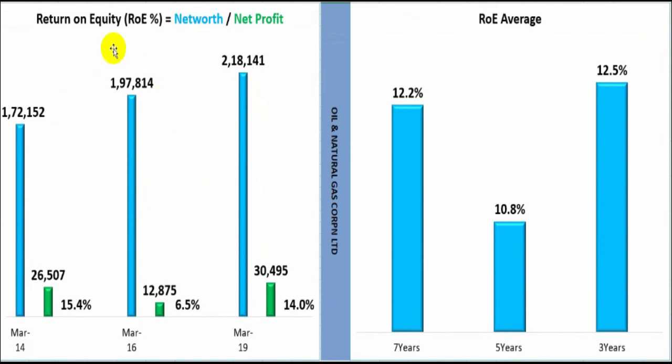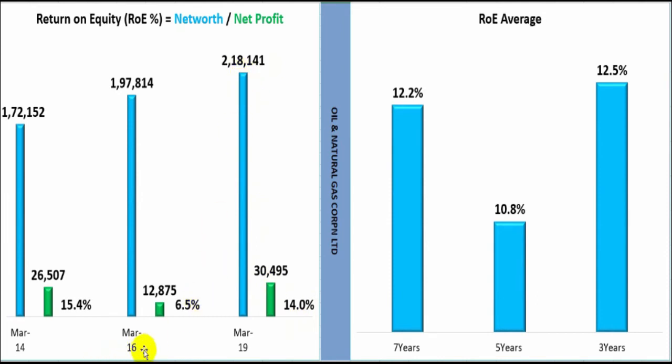Let us look at the return on equity. This is the profitability ratio, net profit divided by net worth, that is how much profit the company earned on the shareholders' money. In March 19, the total money received by the company from shareholders, or shareholders' contribution to the company's sources of funds, was 2,18,000 crores. On that, the company earned a profit of 30,000 crores. That's a 14% return on the net worth, that is ROE.